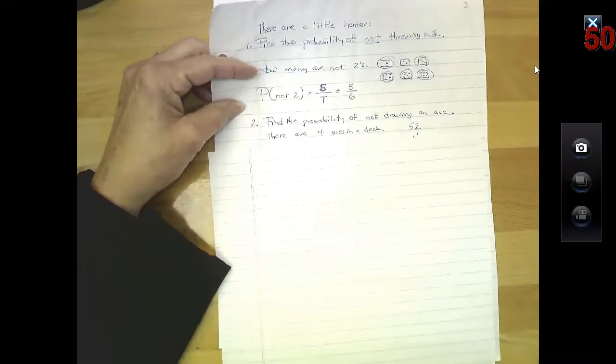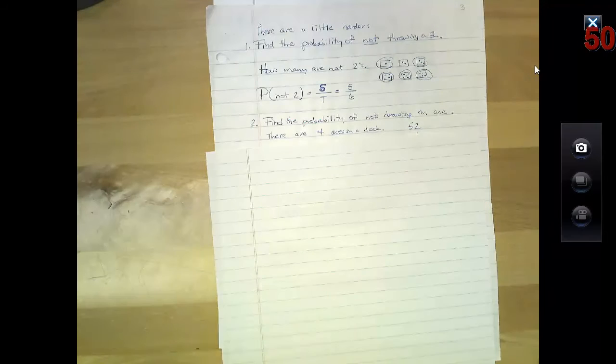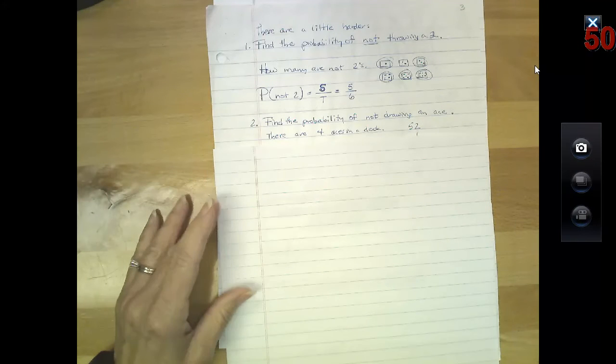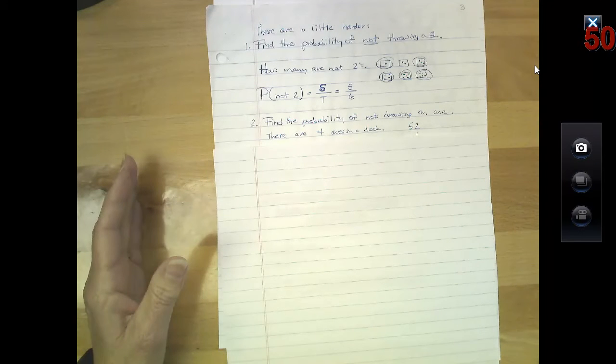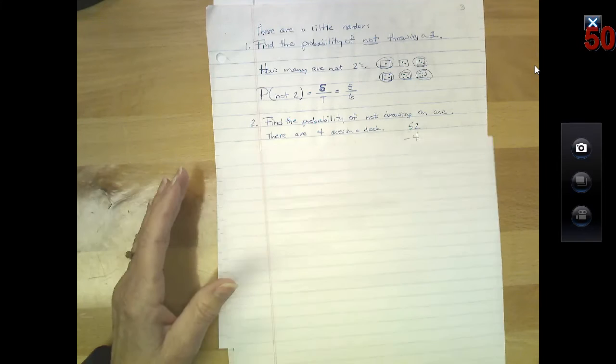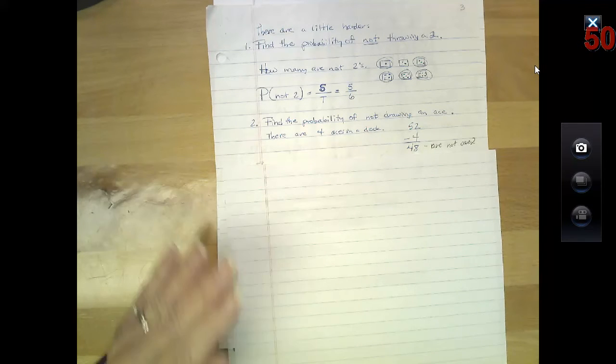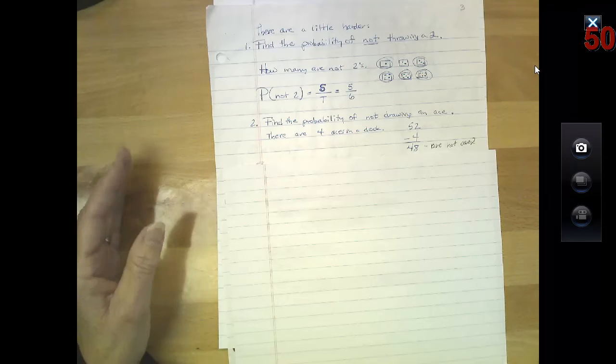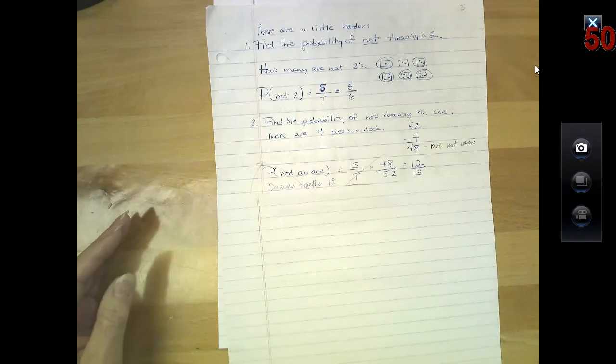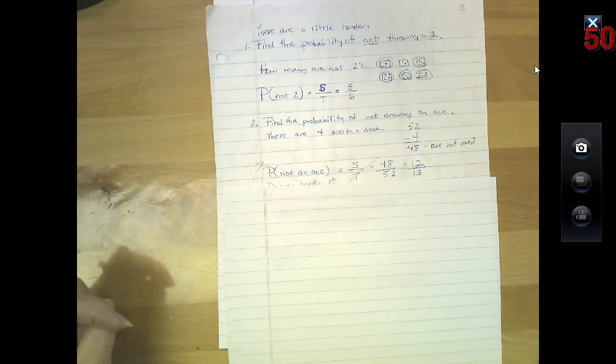Find the probability of not drawing an ace. There are 4 aces in the deck. How many are not aces? 48. So the probability of not drawing an ace is 48 out of 52. So that's 12 out of 13.